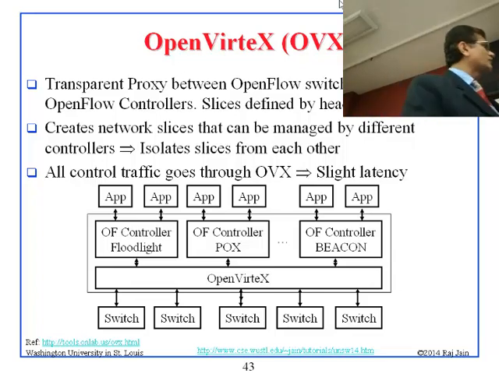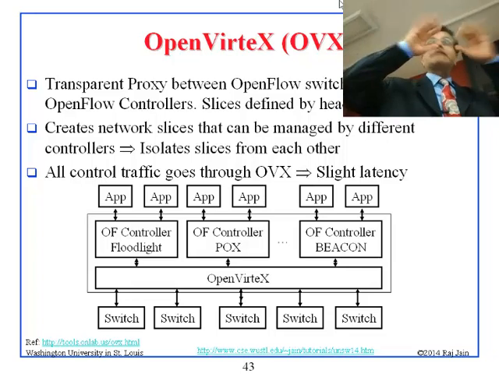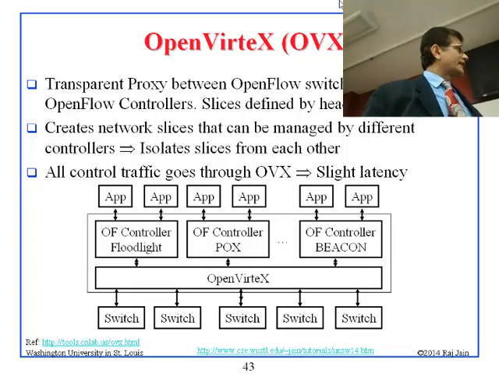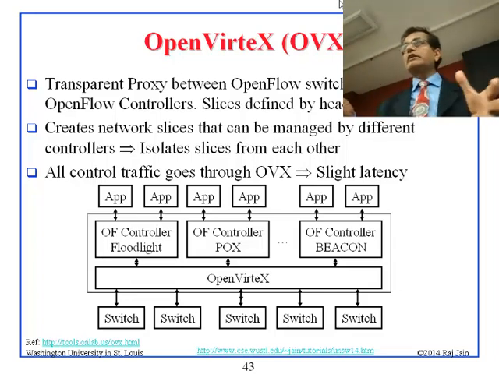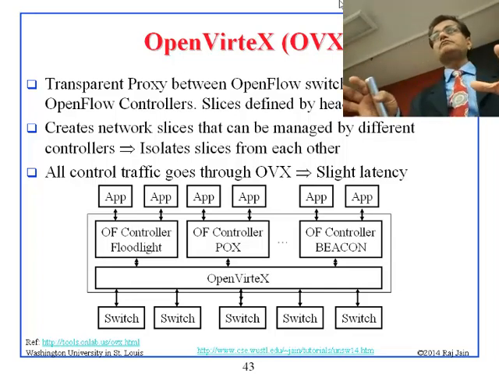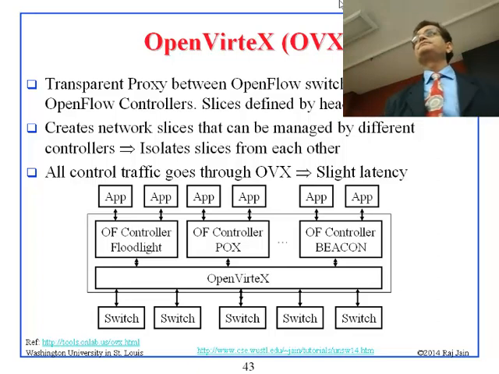And what it does is it allows you to virtualize so that you can divide the network into many virtual networks, basically like partitions for multi-tenant issues. So one tenant could run this controller, which is Floodlight. Another tenant could run another controller called POX. Another tenant could run another controller called Beacon. And they're all controlling this network, but the network is divided among these tenants so that when a message comes from the switch, it goes to this Open Vertex, it knows who is the boss and sends it to that one.